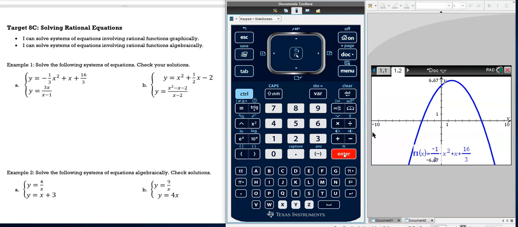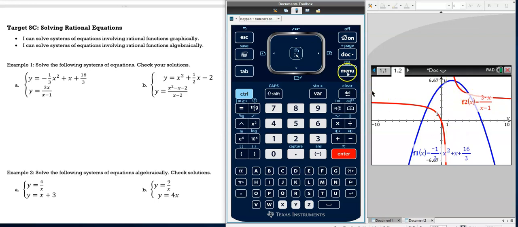Now we can see that one is a downward facing parabola. What we're going to do now is graph the second equation in that system of equations and then find where they intersect. I'm going to click the tab button, and now I can enter in my 3x over, and then I'm going to put this x minus 1 in parentheses. Then I can enter. You can see that that one is a little bit of a funkier graph, and you can see that it intersects in 3 different points. One right here, here, and here.